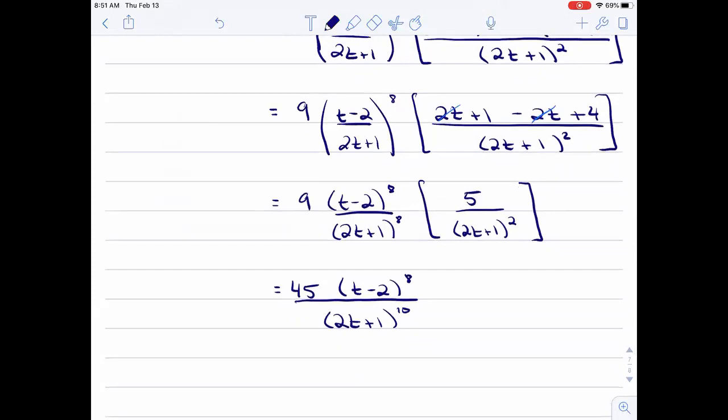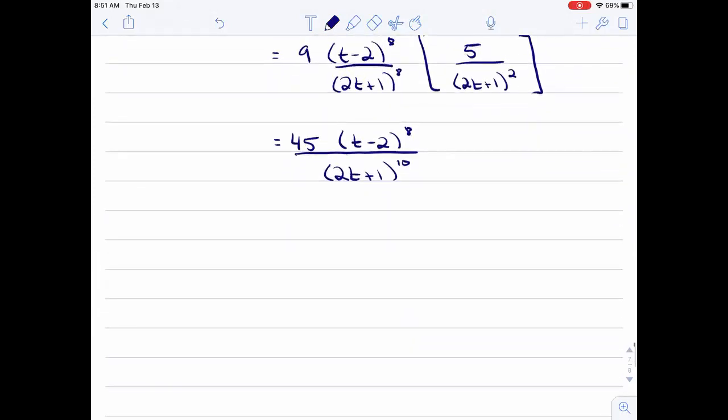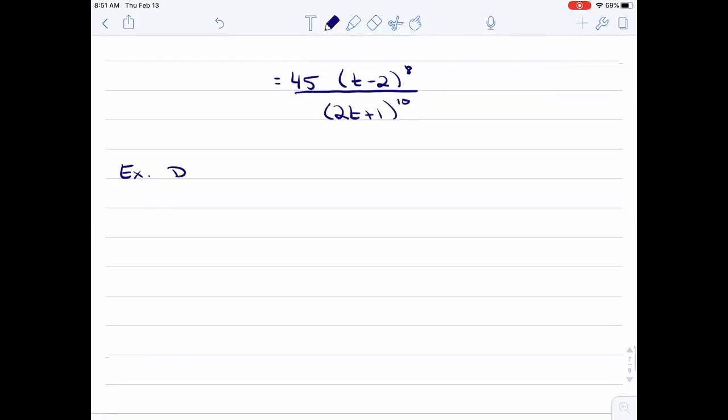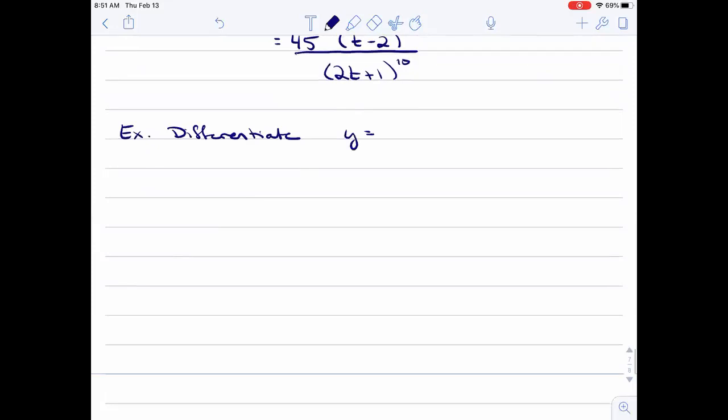So let's do another one. Example. Differentiate y equals 2x plus 1 to the power of 5 times x to the power of 3 minus x plus 1 to the power of 4.